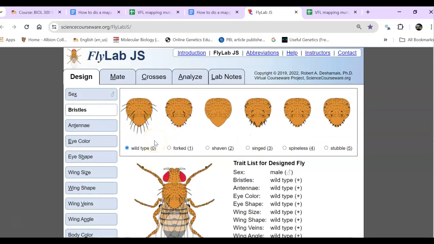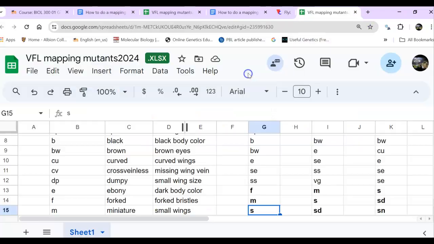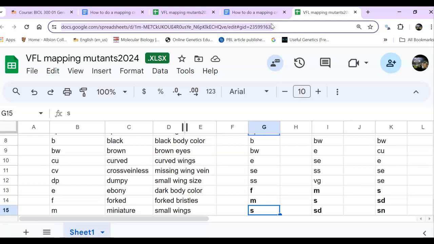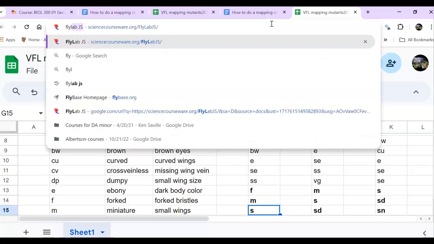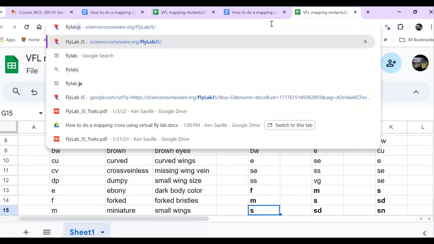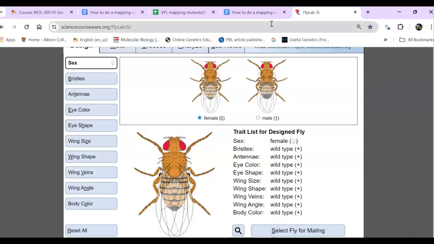I'm just going to start that over altogether. So I'm going to close out of that and start it back up again. To get into this site, it's Flylab JS, and then the link is on the assignment.